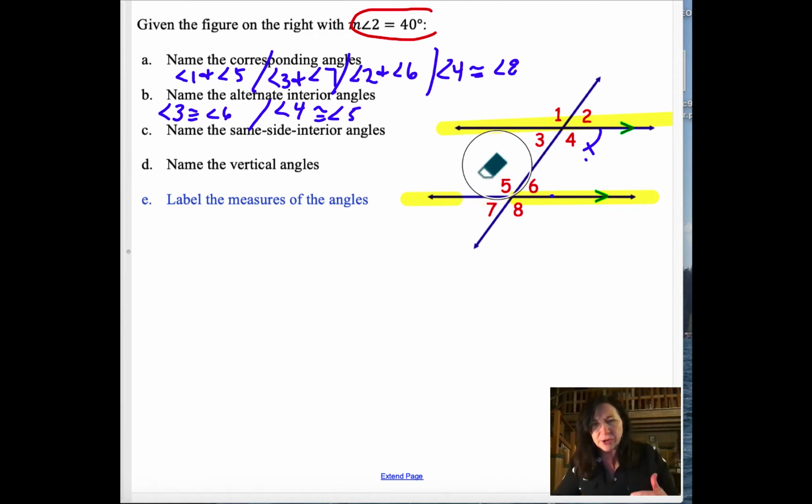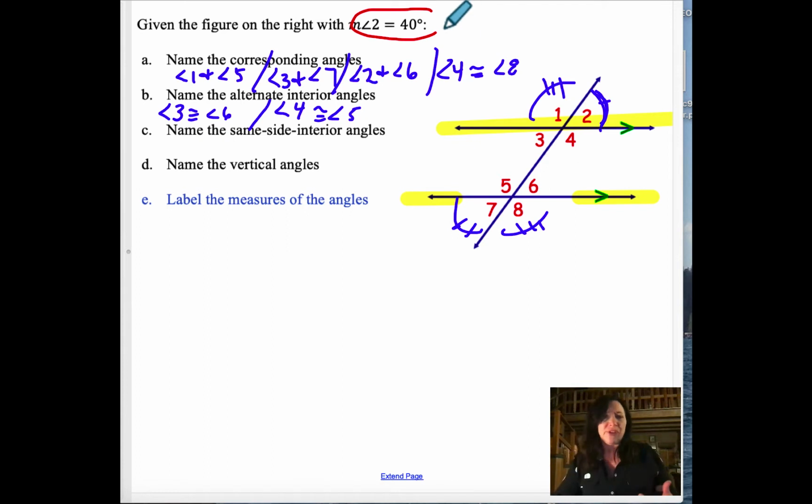Those are interior. Similarly, if I wanted to find, oh, they didn't even ask that on here. The alternate exterior angles would be angle 2 and angle 7. Had they asked me, they didn't. And then angle 1 would be congruent to angle 8. Okay, they're exterior. So, moving on.